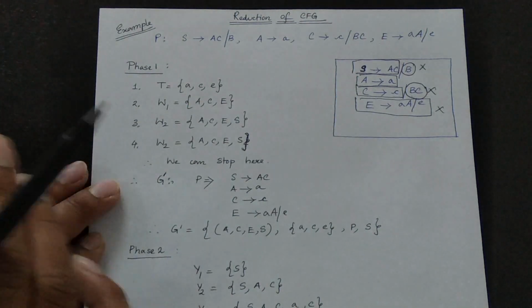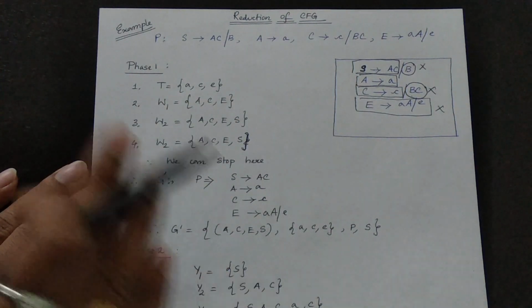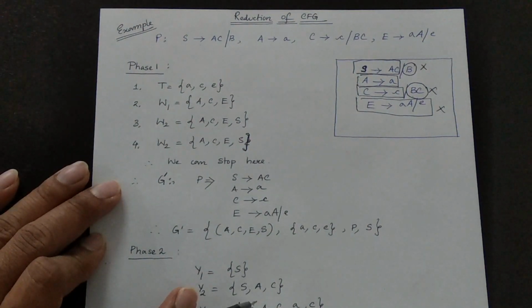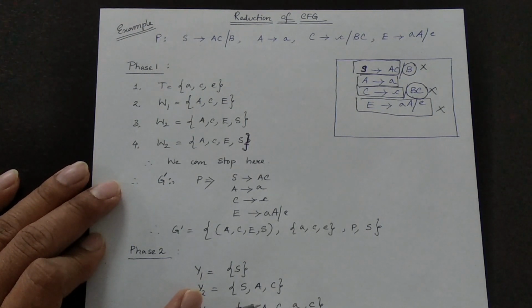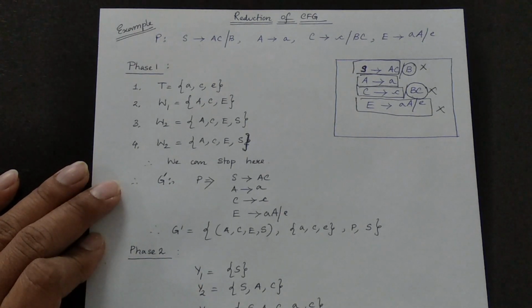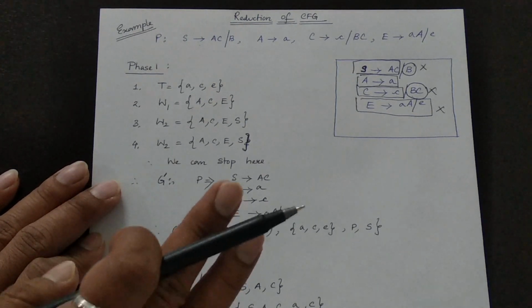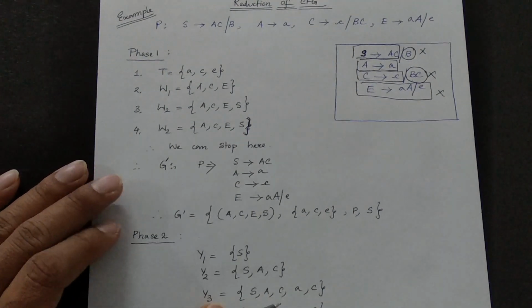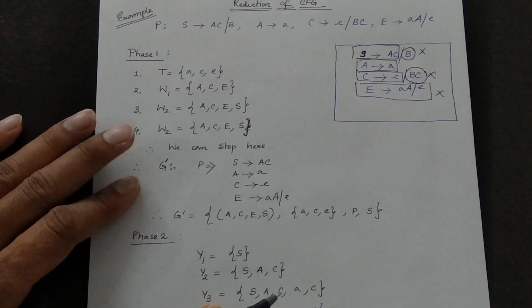Now, how to do this in your exam? This is the main question. Whatever I have shown you or given you on the previous page, where the phase 1 and phase 2 steps have been given, that is what you have to write when they ask you only to write about CFG, reduction of CFG. But if they ask for an example like this, and definitely they will ask for an example, then you have to write it down like this. Okay. Now let us check what is going on.